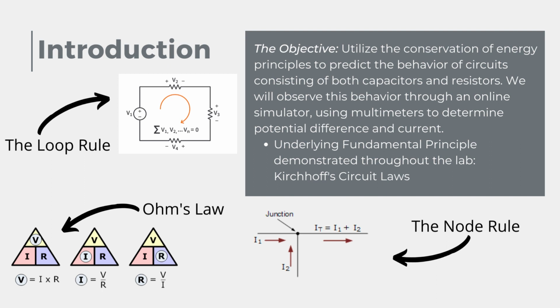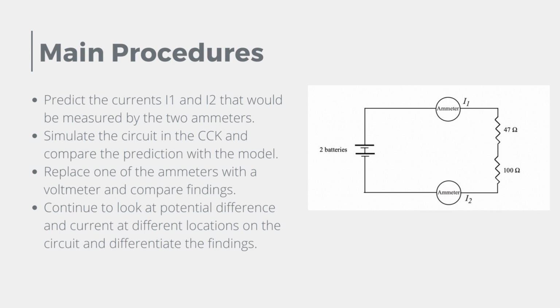The fundamental principles demonstrated throughout the lab are Kirchhoff's circuit laws, including the node rule and the loop rule. Ohm's law is also essential to the experiment. The procedure of the lab includes first predicting the currents I1 and I2 that would be measured by the two ammeters. Afterwards, you would simulate the circuit in the CCK and compare the prediction with the model. Then you would replace one of the ammeters with a voltmeter and compare findings. Finally, you continue to look at potential difference and current at different locations on the circuit and differentiate the findings.